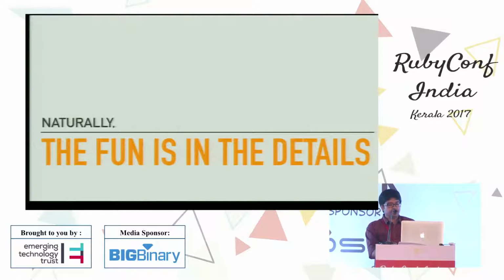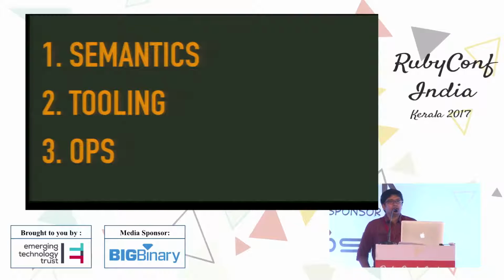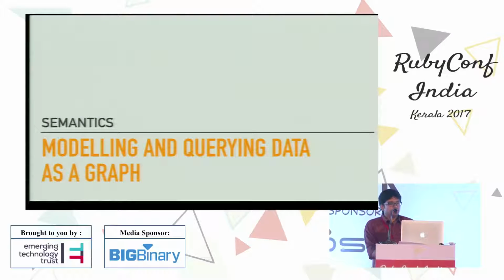So let's look at these three things in particular and how they shape our choices of the databases that we make. Semantics, tooling, and ops. By semantics, what I mean is modeling and querying with a graph model. Tooling is what kind of libraries we have, what are the admin tools at our disposal. And then finally, ops: deployments, monitoring, infrastructure, etc. So without further ado, let's jump into semantics.